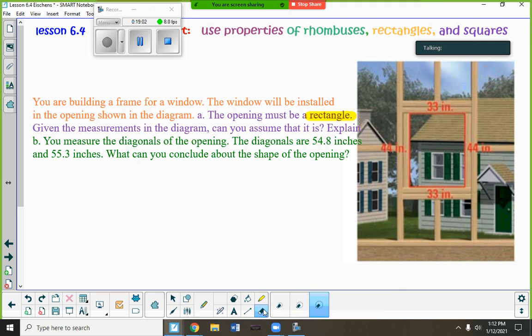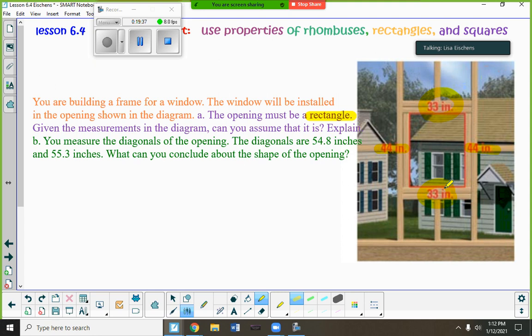So this is what we're given here, guys. We're given that this is 44 and this is 44. So these sides are the same. And this is 33 and that's 33. Is that enough that you would know that you have a rectangle? What do you think? I hear a yes. What do some other people think? If opposite sides are equal, do you know that it's a rectangle?